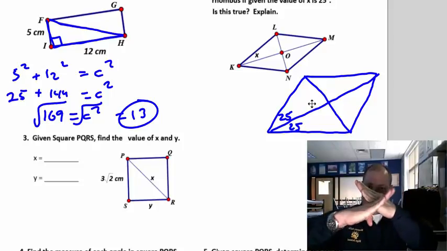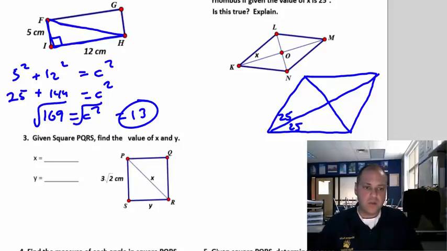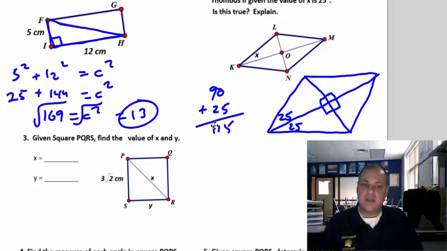diagonals where they cross in the X, right in the middle there, are perpendicular. That means they form right angles. So I have all four 90-degree angles right there. So that's 90, 90, 90, 90. Each individual triangle has to add up to 180. Boom, boom, boom. 90 and 25 is 115.